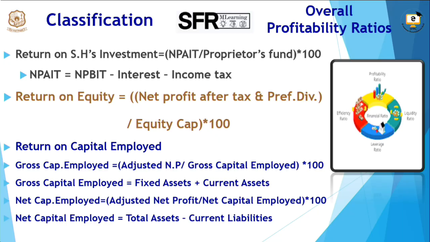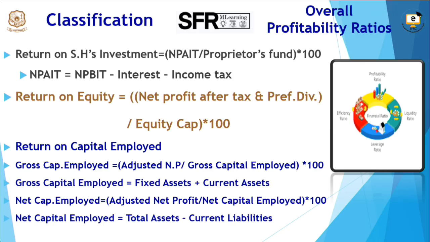Then next ratio is return on equity capital. It studies the relationship between net profit after tax and preference dividend divided by equity capital into 100. That is, after the payment of dividend to preference shareholders, you have to deduct it from the net profit. That is to be taken as return on equity capital, okay.